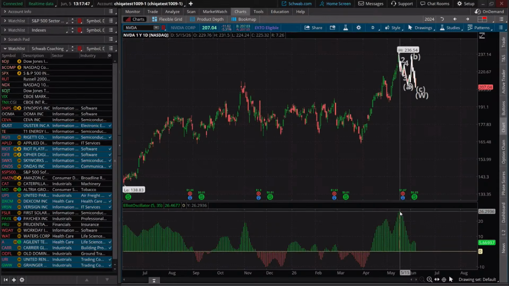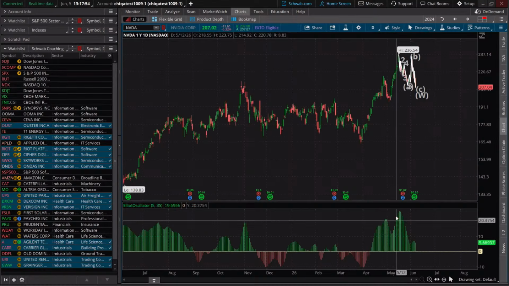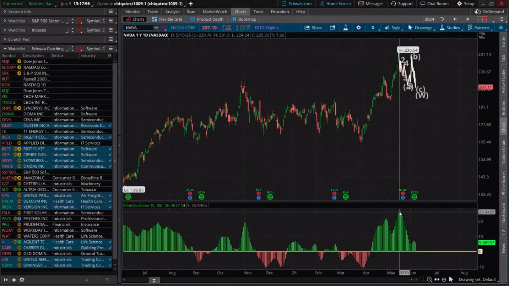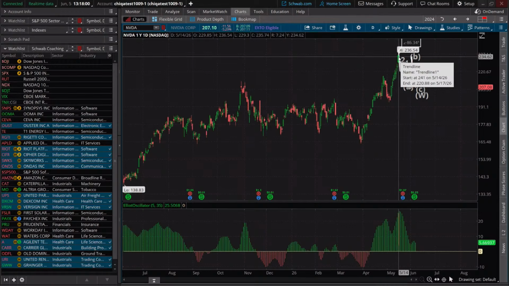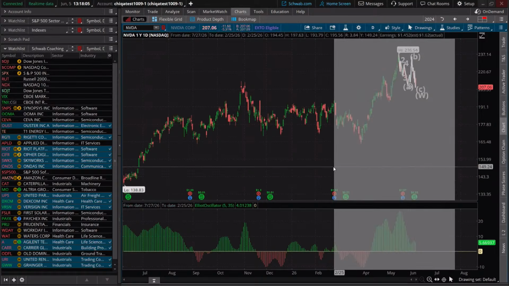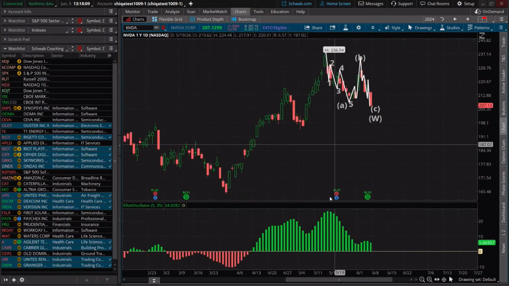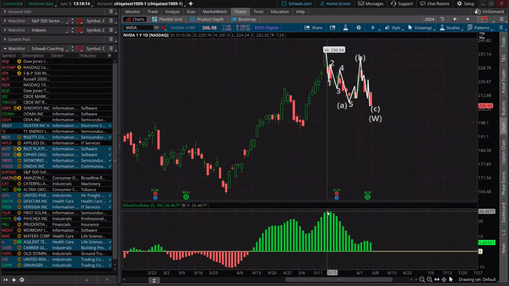We talked about how when we see a cross of the zero line, that could be a possible wave four to the downside. And then we talked about how if this oscillator is reaching all-time highs but price isn't reaching all-time highs, that could be wave five. So this tells me we're probably not in wave five yet, because if you notice here, we had the highest reading of this oscillator right here, and that also reached a high in price there.